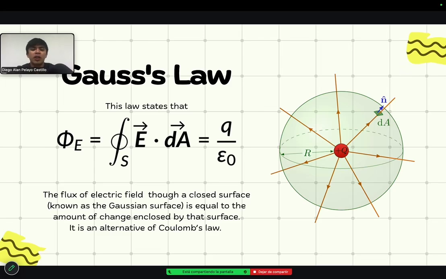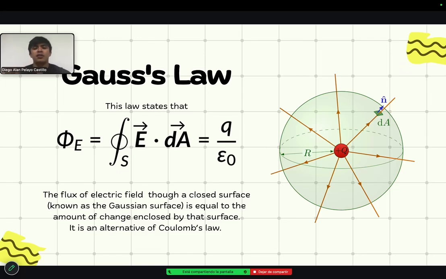So one key idea overall is that the field lines behave like they originate from positive charges and end in negative charges. So if a surface encloses a positive charge, more field lines leave the surface than enter it. This allows for a positive flux to result. And if there's a negative charge enclosed, more lines enter, giving a negative flux.